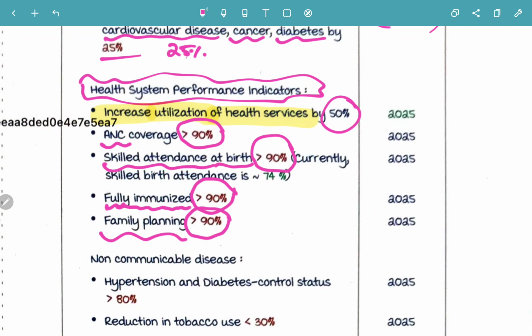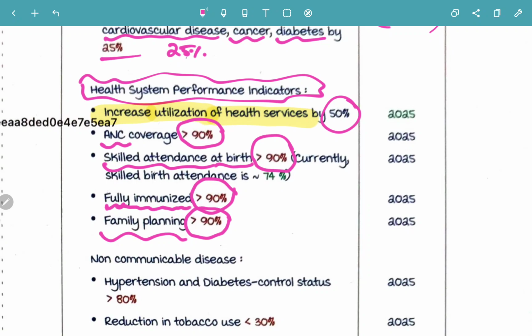So what all will be coming under health system performance indicators? The first one is going to be increase in the utilization of health services. What is the percentage of target to be achieved for increase in the utilization of health service? It is 50%. So at least 50% there must be an increase in the utilization of the health services.